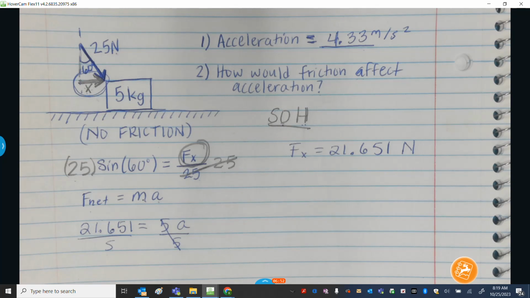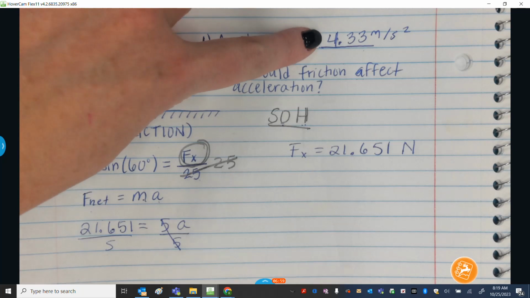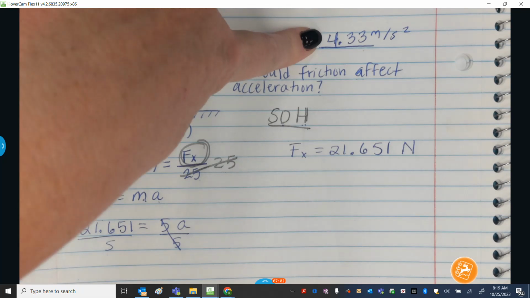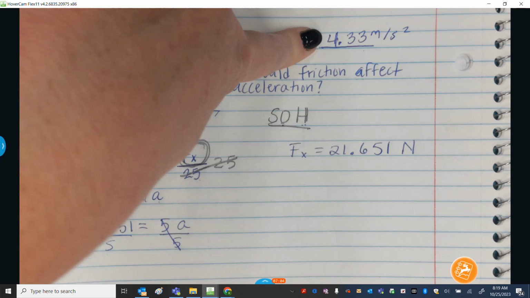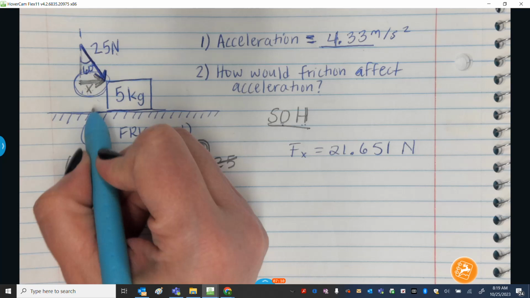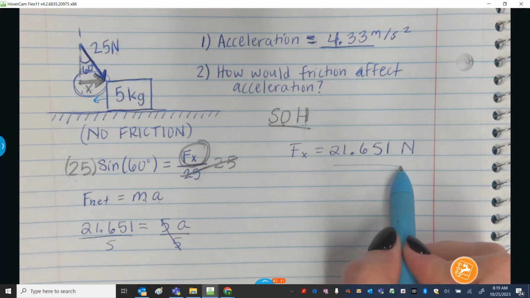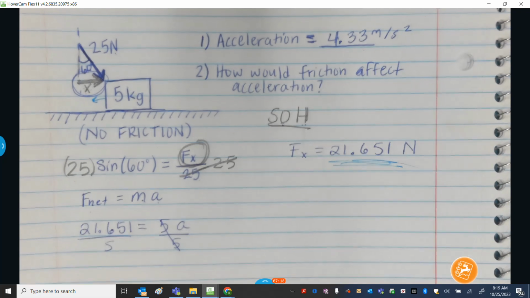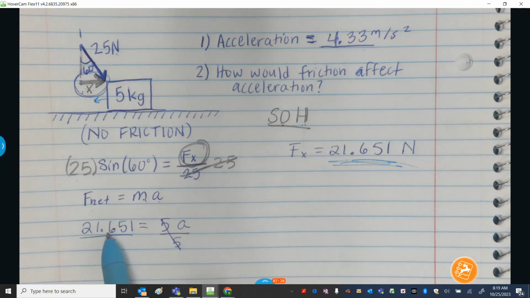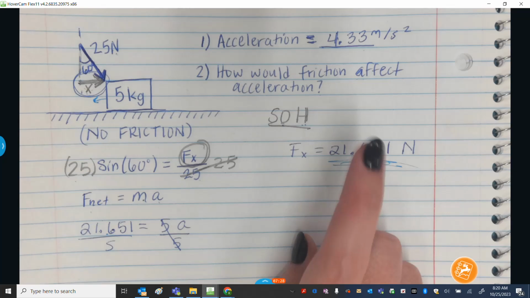Number 2 in the warm-up says, how would friction affect the acceleration if this surface had friction? Okay, would this number be the same? No. Would I have more or less? Less. Because if I had friction, I would have had not just this force, I would also have had some amount of force going that way. That would have made my net force smaller than this because I would have had to subtract out the friction. And so then whenever I looked at this calculation down here, that smaller number would have resulted in a smaller acceleration. I'd have a smaller net force and therefore a smaller acceleration if friction were present.